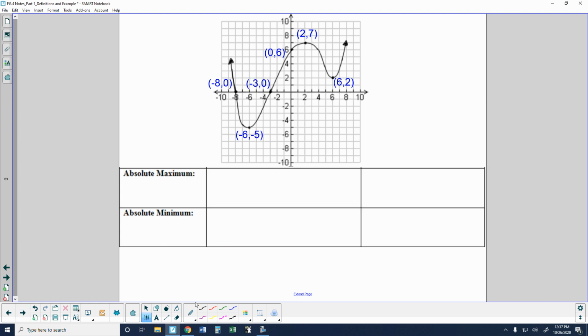Now we can continue from that. There are absolute maximums and absolute minimums sometimes.